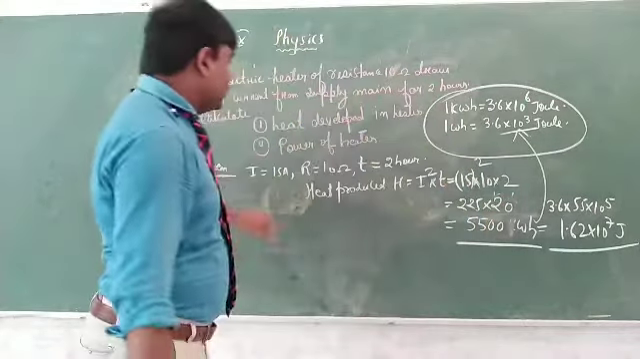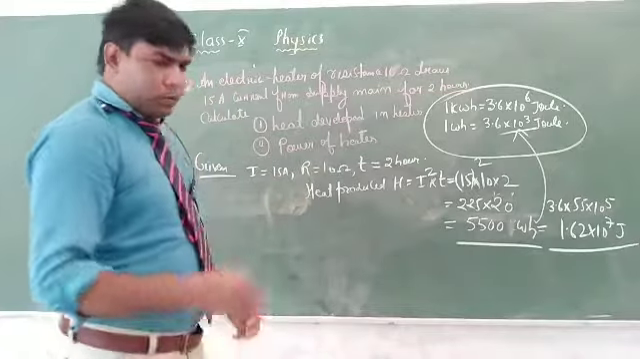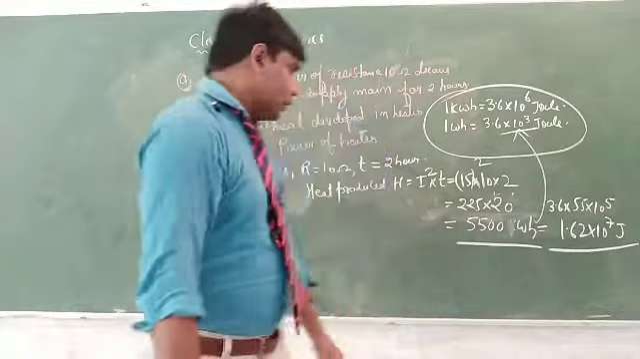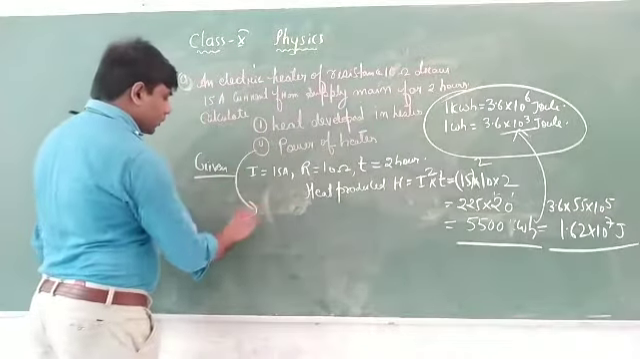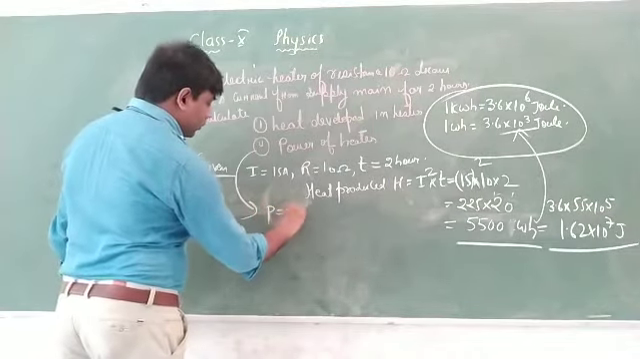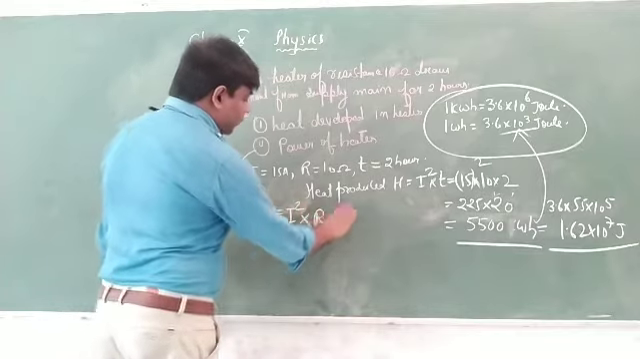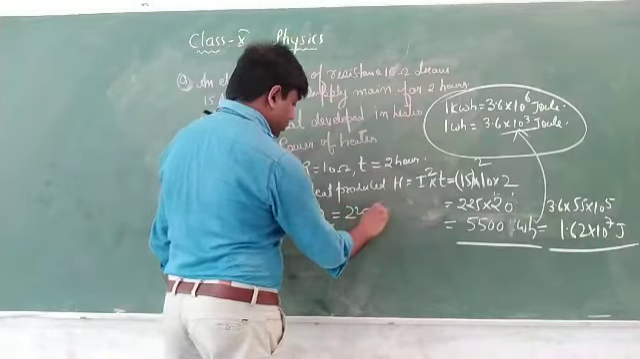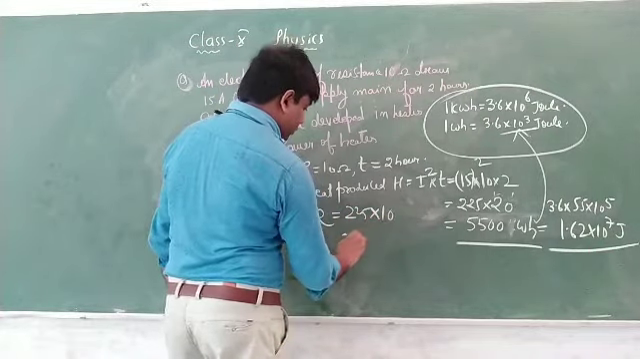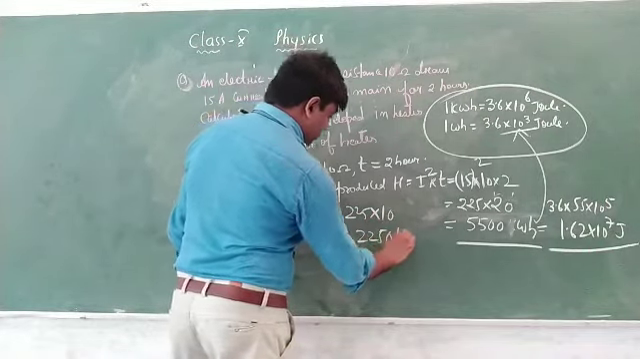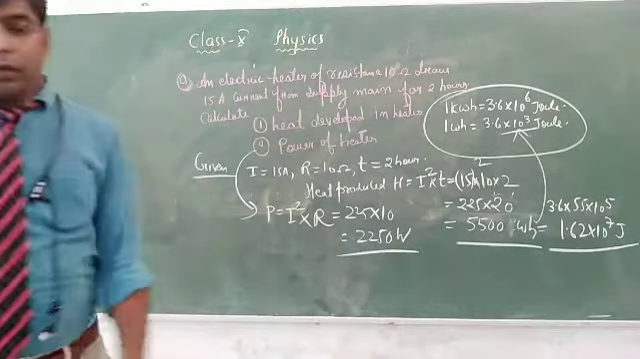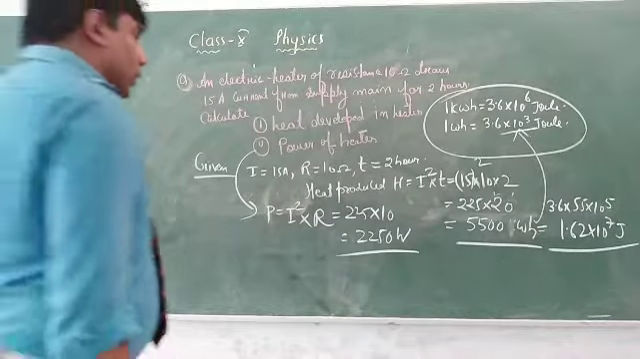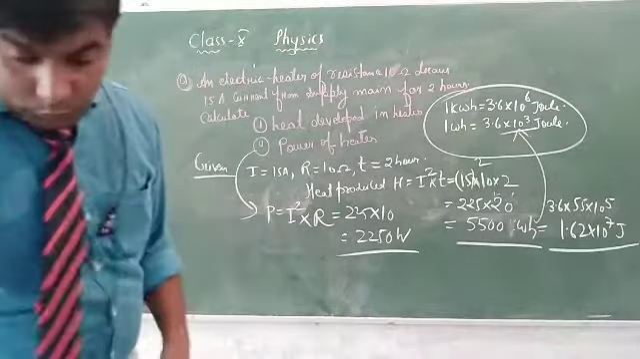Right? Next they are asking the power of the heater. So for power, what do you do? I square R is the power, or V into I is the power. That is, P equal to I square R. Here you don't need to multiply with time. This will be your power consumed, the power of the heater. Next question.